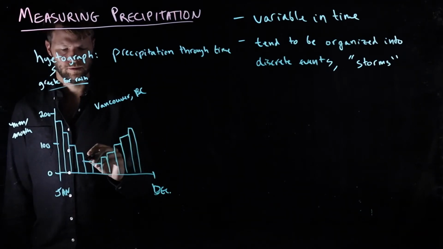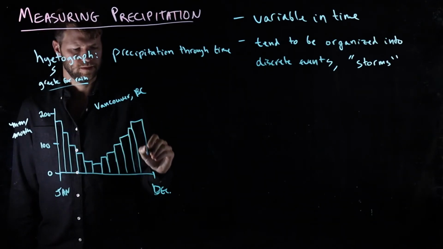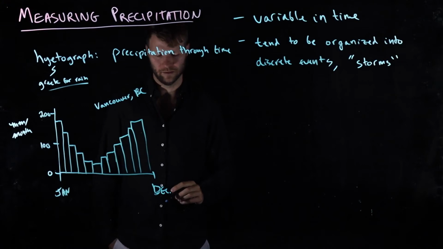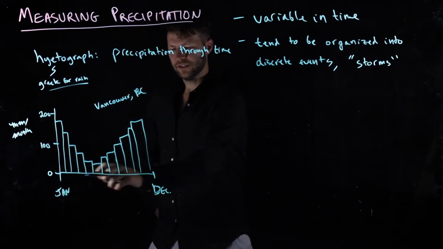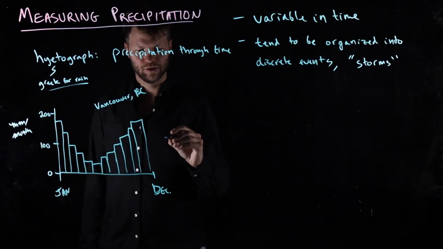One, two, three, 4, 5, 6, 7, 8, 9, 10, 11. And then again, it's rainy in the winter. This is over an annual time scale. We can also look, however, at much shorter time scales.